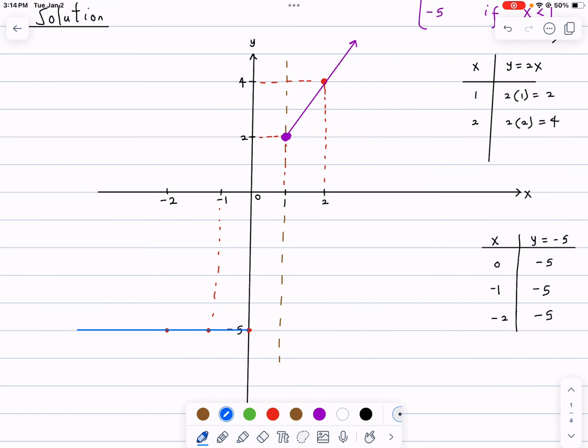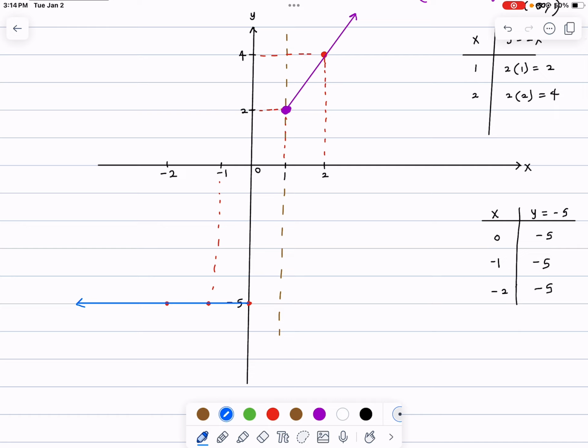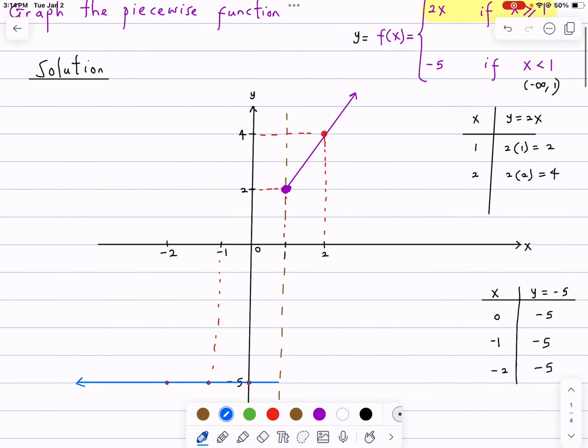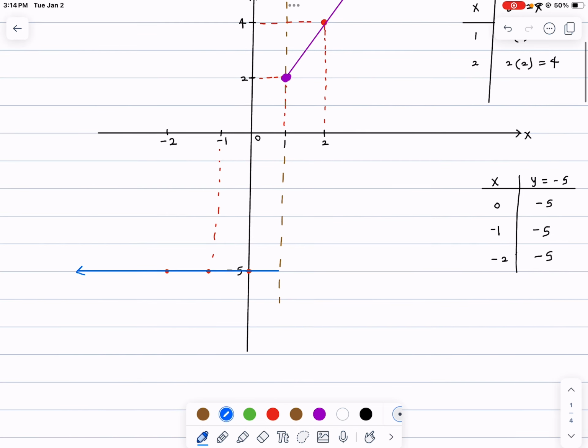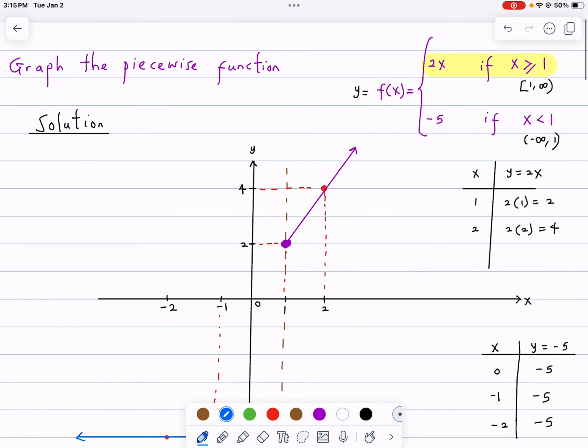However, I'm not yet done. What about this part of the graph? What is going to be there? So I'm just going to extend this graph to that point. Now, because x strictly less than 1 means 1 is not included, I'm going to put an open circle there, showing that x equals 1 is not included in that part of the graph. And that's it.